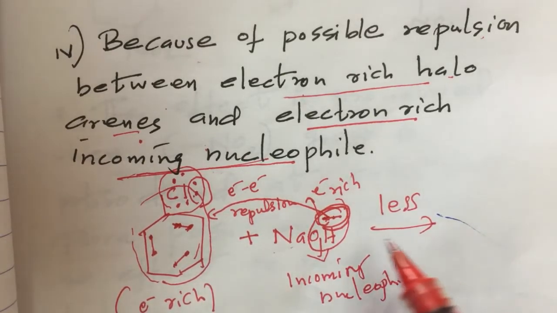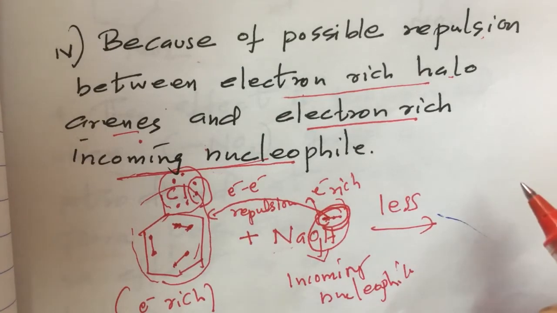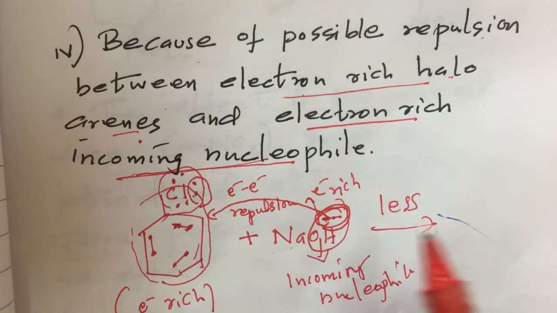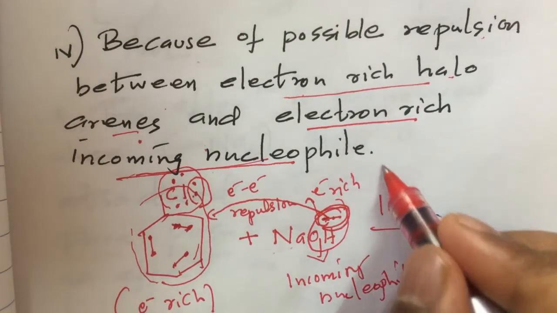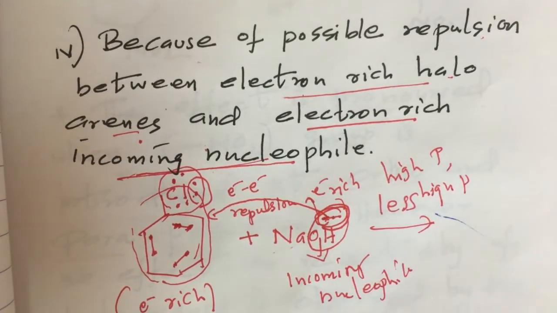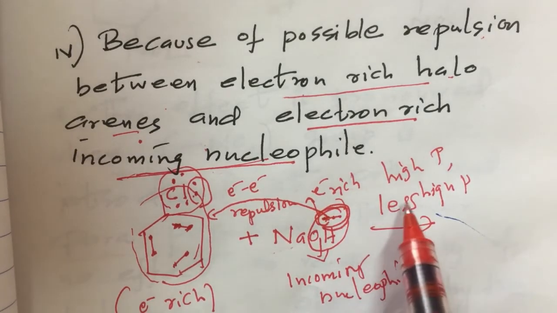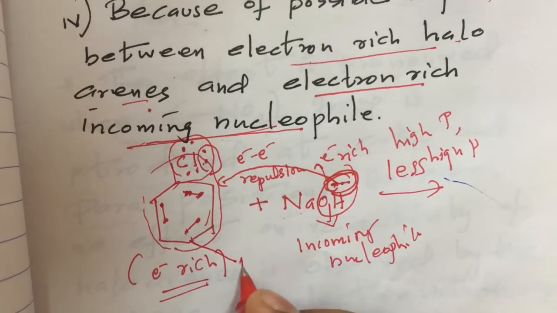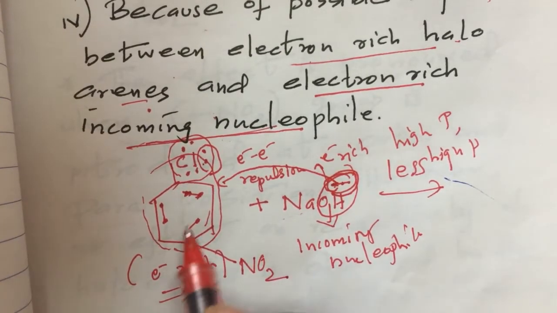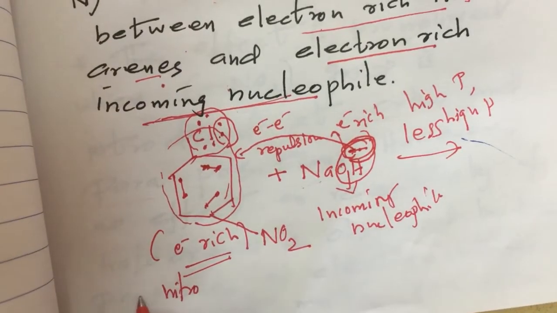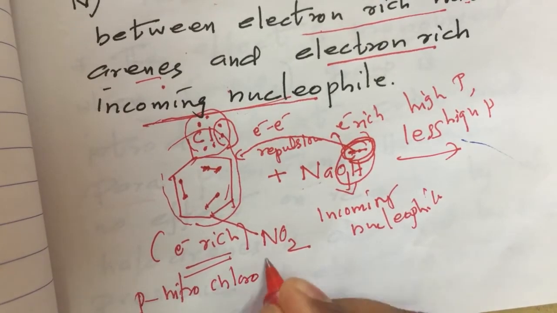But all these problems can be overcome by changing the condition of reaction. Change the condition into drastic condition like high temperature and pressure. So at high temperature and pressure, reaction can take place. One more thing, along with this high temperature and pressure, use electron withdrawing group in haloarene. For example, nitro, para-nitrochlorobenzene.